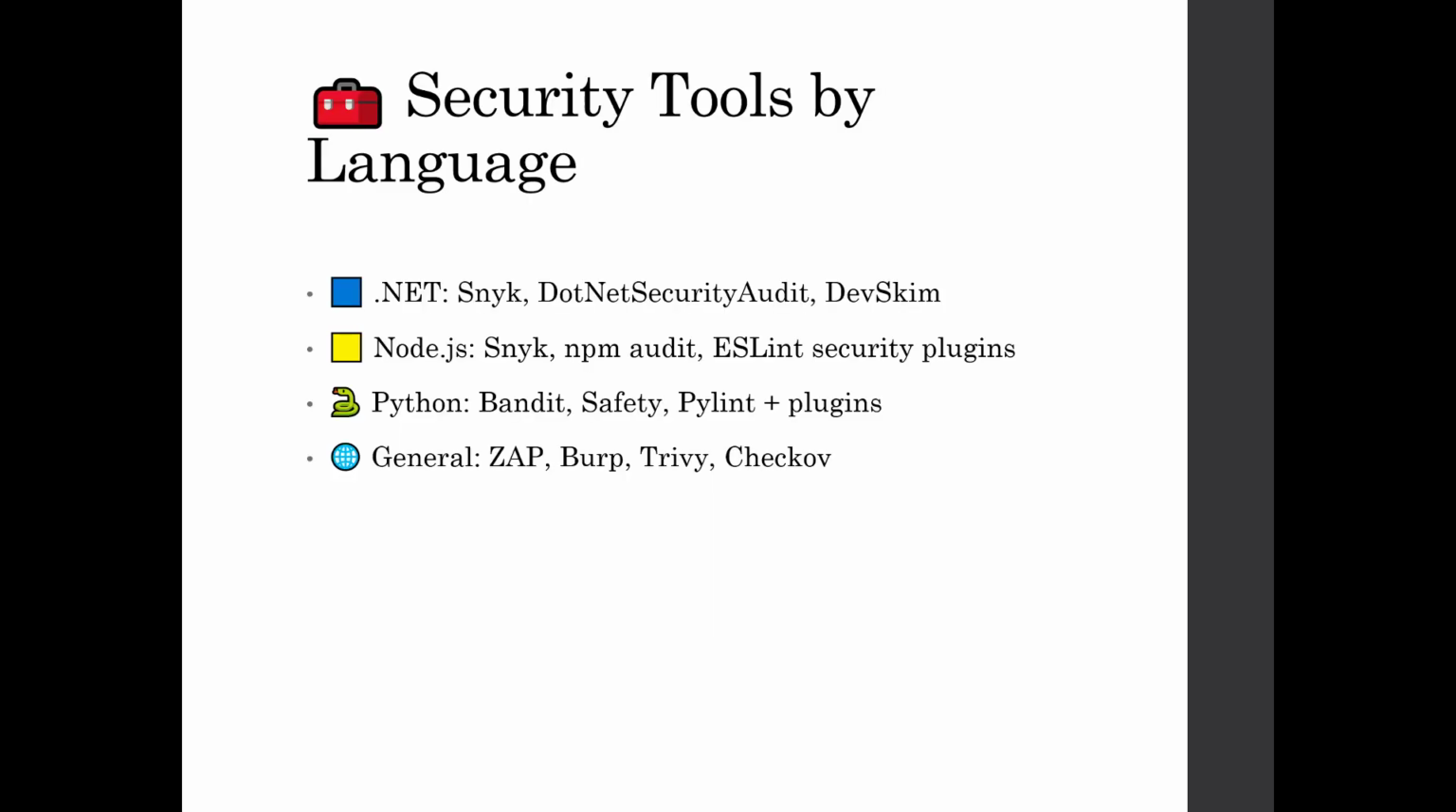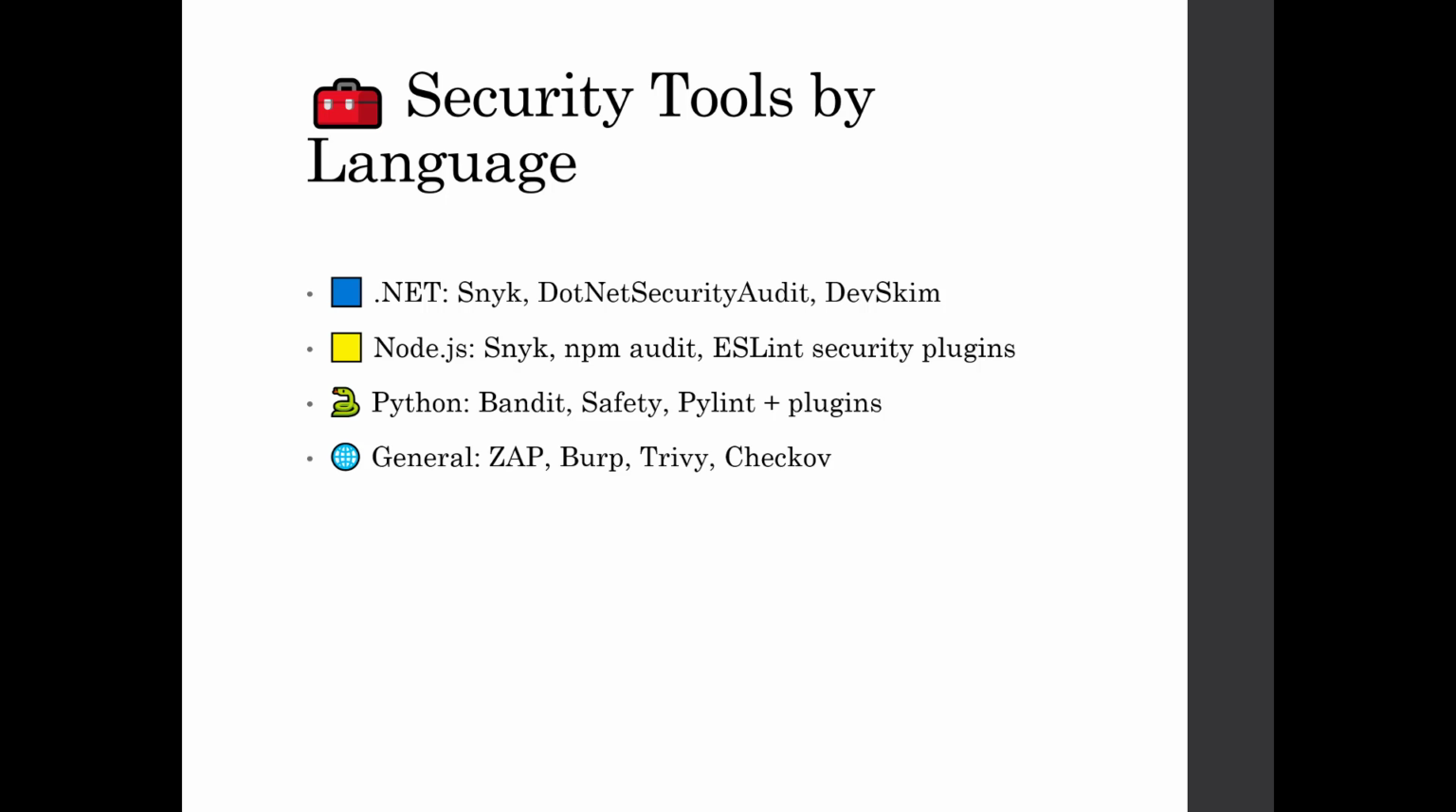So let's look at some of the tools that are available, again, by language, by stack. So for .NET, tools like SNCC, the .NET Security Audit, DevSkim, those are great. Node.js, NPM Audit will tell you about all of the packages and dependencies that you have that have open security warnings. Using ESLint is another good option there.